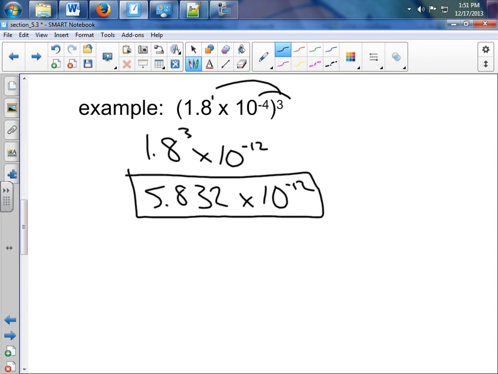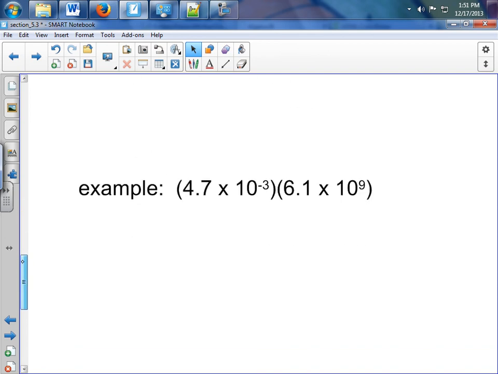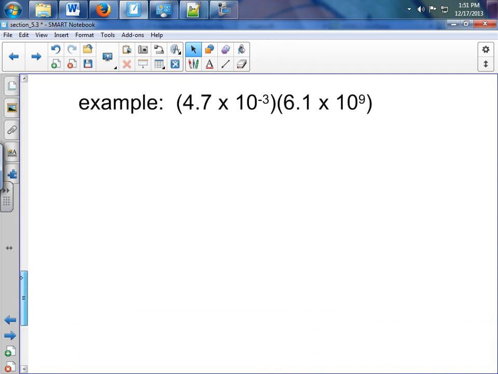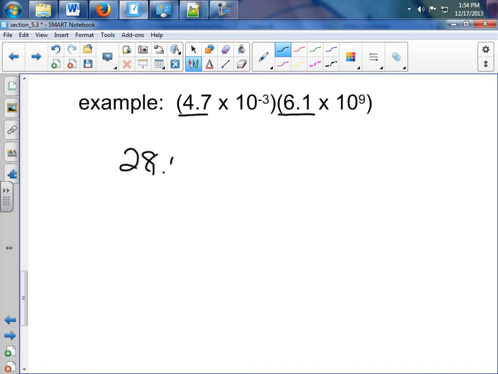All right. I have another example for you. I would like you to do this one. Be careful. So again, the first thing we're going to do is multiply these two. Whoever has a calculator, what is it? 28.67. At this point I'm going to stop. That's not scientific notation because it has to be a single digit. So at this point, I'm going to convert that to scientific notation.